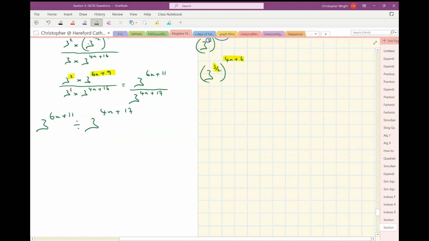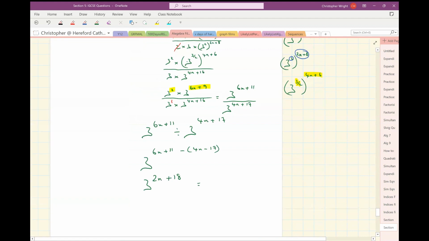So I'm going to subtract those powers. But of course, I'm going to be very careful. So I've got 6n plus 11 minus, put that in a bracket so I don't mess up the signs. So that's going to be 3 to the power of, let's write that 11 a bit more legibly, 6n minus 4n, so that's 2n. Then I've got plus 11 minus 17, which is minus 6. Hmm, so that is what the left-hand side boils down to, and that equals 3 to the power of x. So that tells me that x must equal 2n plus 18.